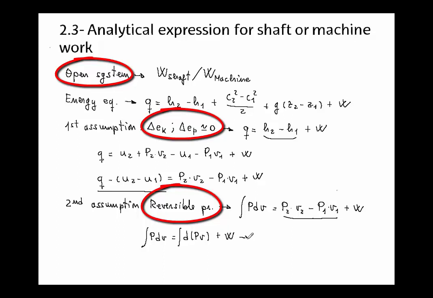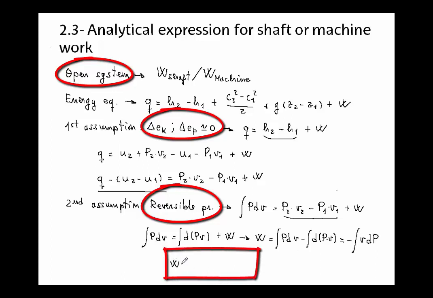Thus, we obtain that the shaft work equals the integral of pressure multiplied by the differential of volume minus the integral of d(PV). And this equals minus the integral of volume times the differential of P. So we have calculated the analytic expression for shaft work, that is the work exchanged in an open system.